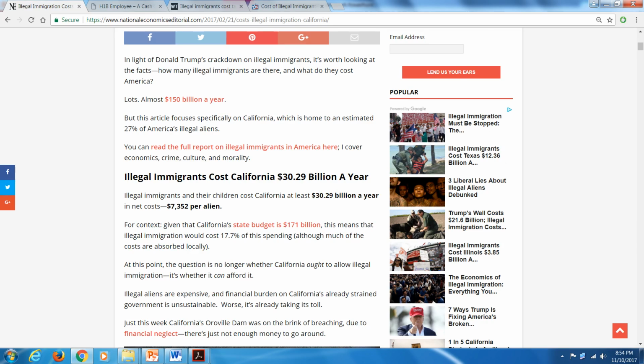But this article focuses on California, which is home to 27% of America's illegal aliens. So if we estimate the number to be around 12 million, then maybe around 4.5 million are in California alone, which is maybe around 10% of the population. But actually, the number could be even higher.